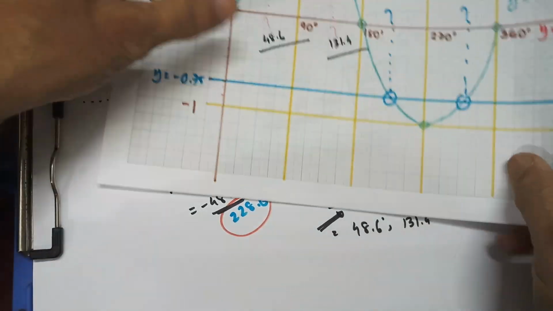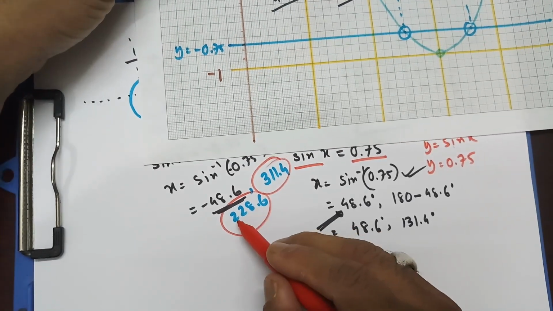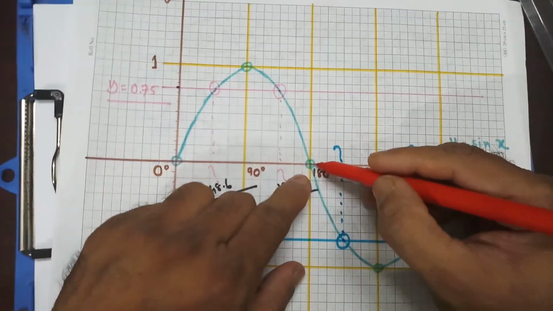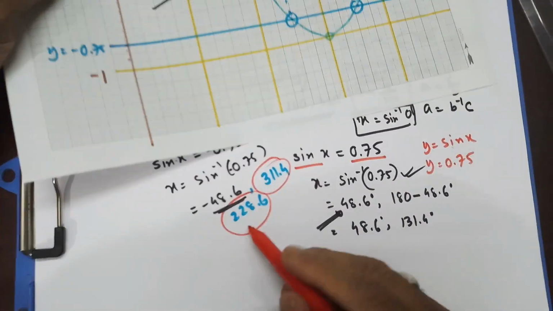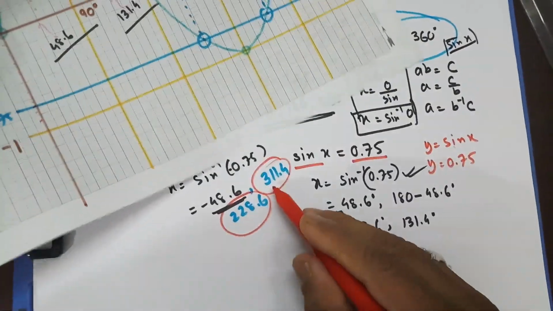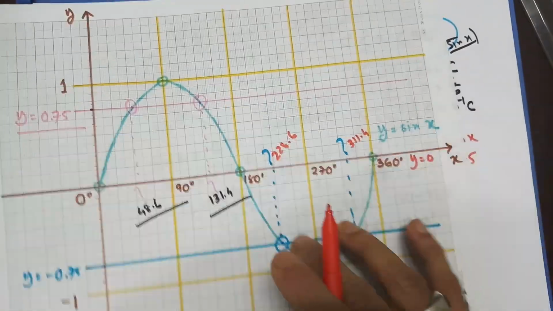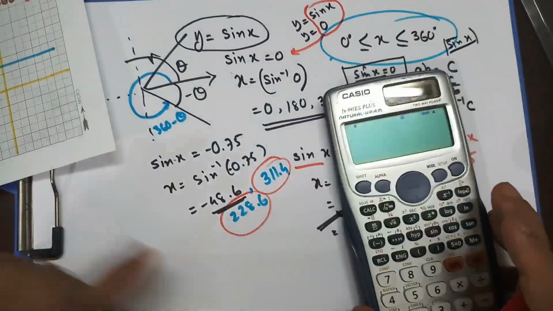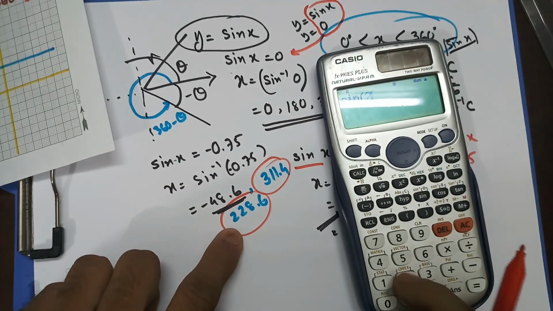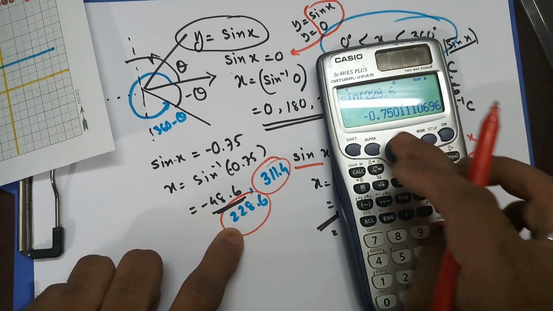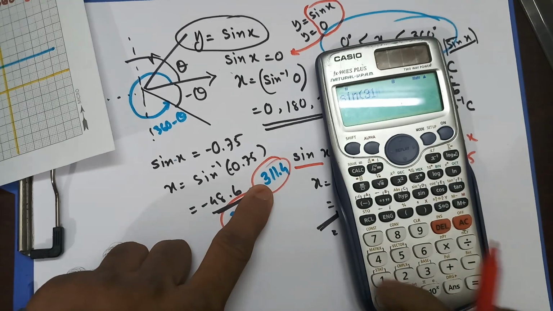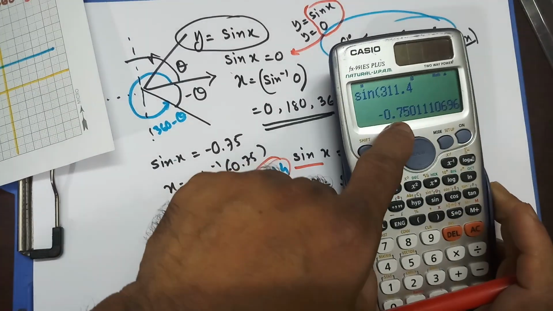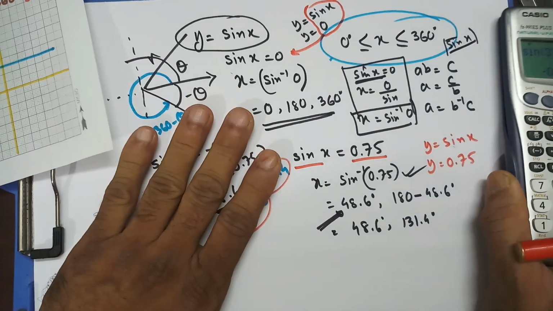Now let's check that. So this is in the third quadrant, in between 180 and 270. See that, 180 and 270. So this angle is going to be 228.6, and this one in between 270 and 360 is going to be 311.4. Checking with the calculator if we are right or not. Sine 228.6 gives us negative 0.75, and sine 311.4 also gives me negative 0.75. So we are okay with that.